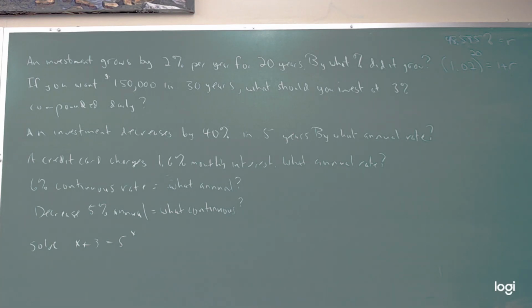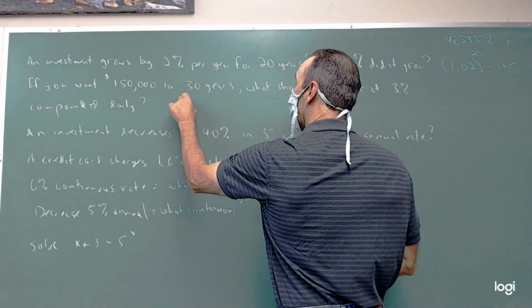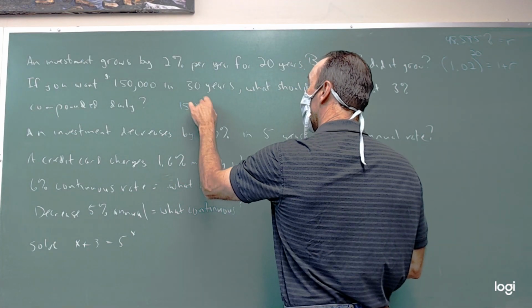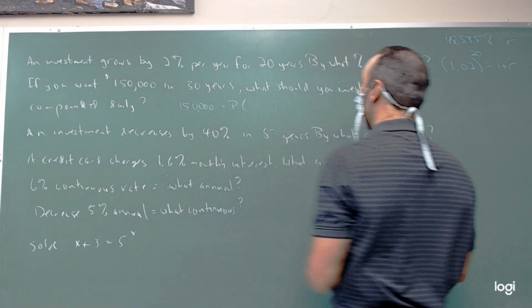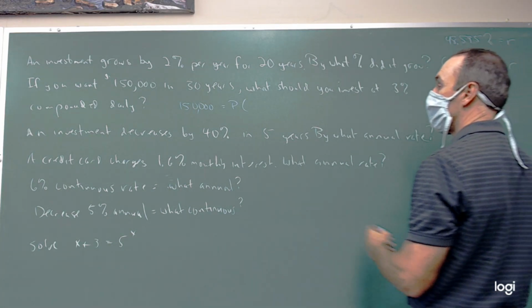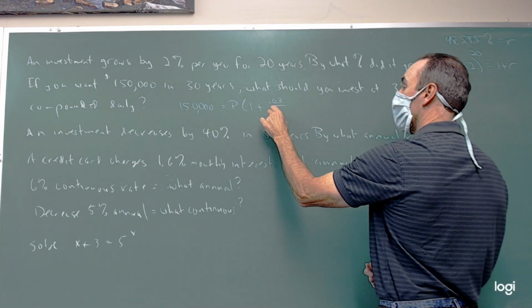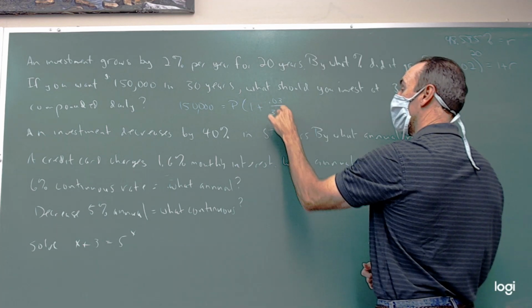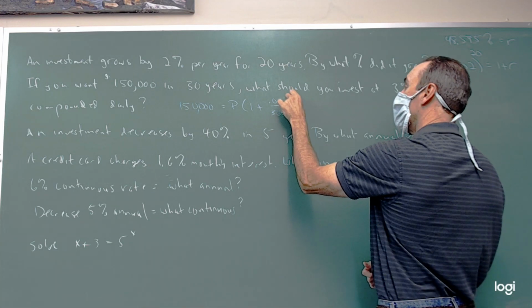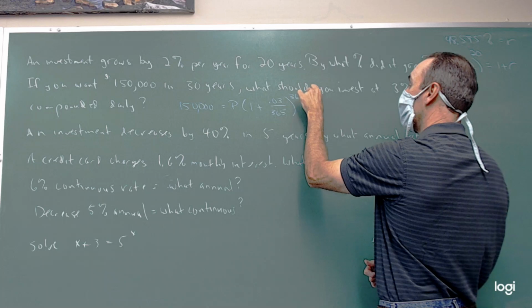We're ready? So if we want 150,000 in 30 years, that means we want 150,000, and we don't know how much we want to start with. We're going to get 3% compounded daily, so that's going to be 1 plus 0.03 divided by 365 raised to the 365 times 30.